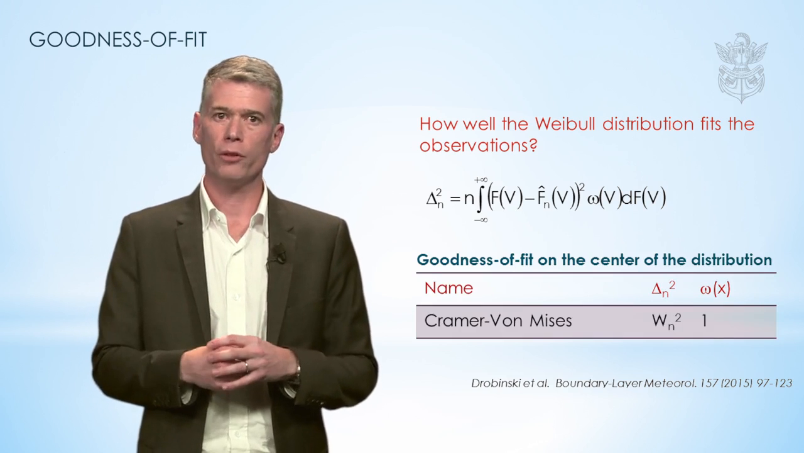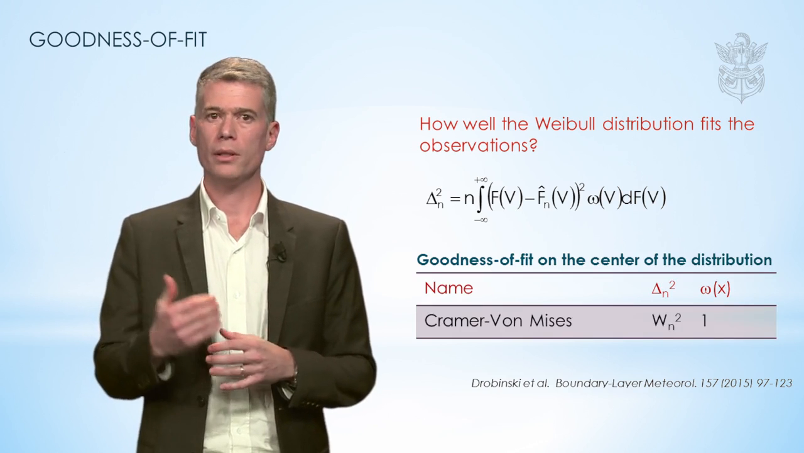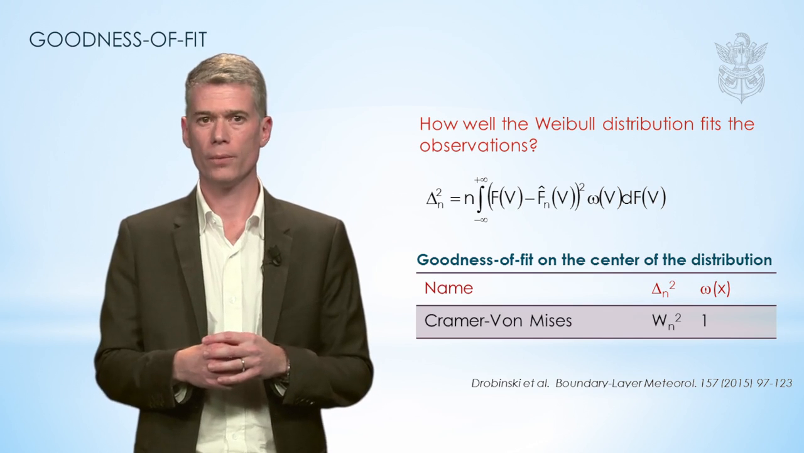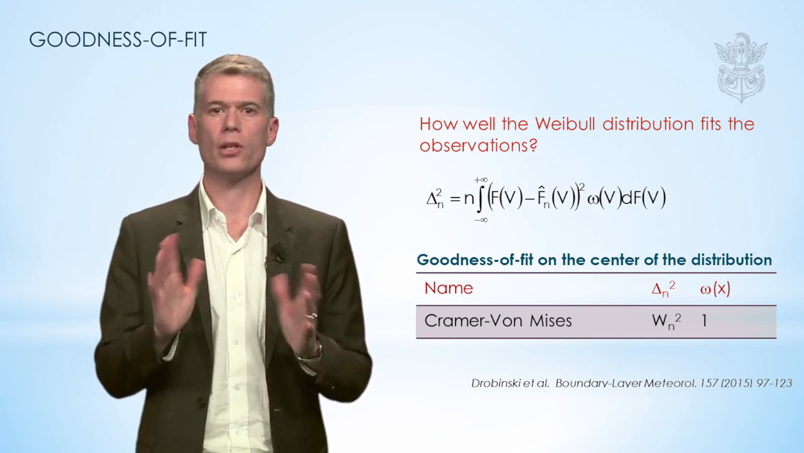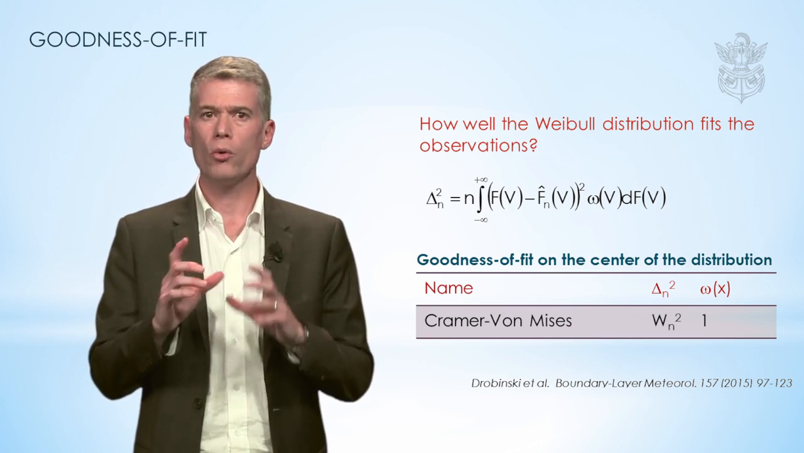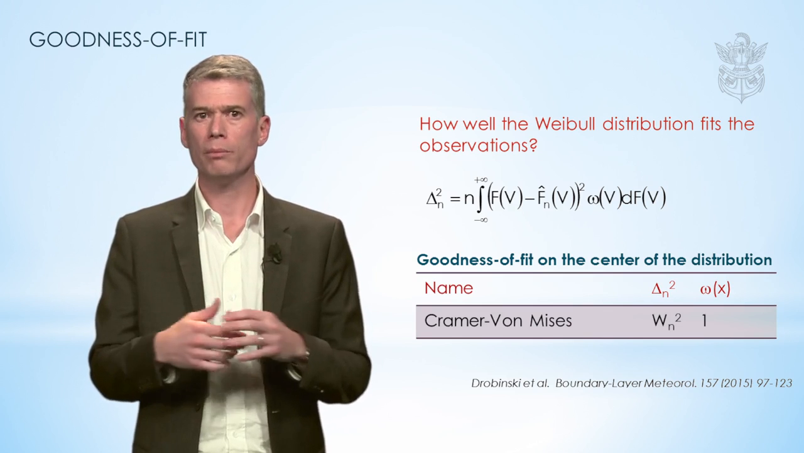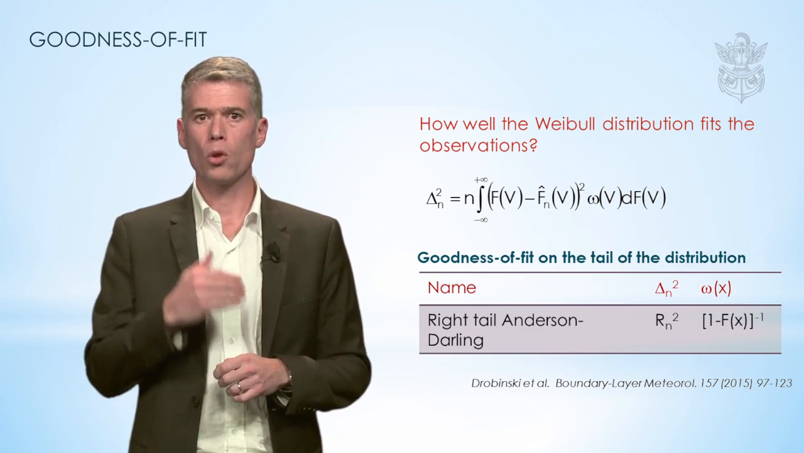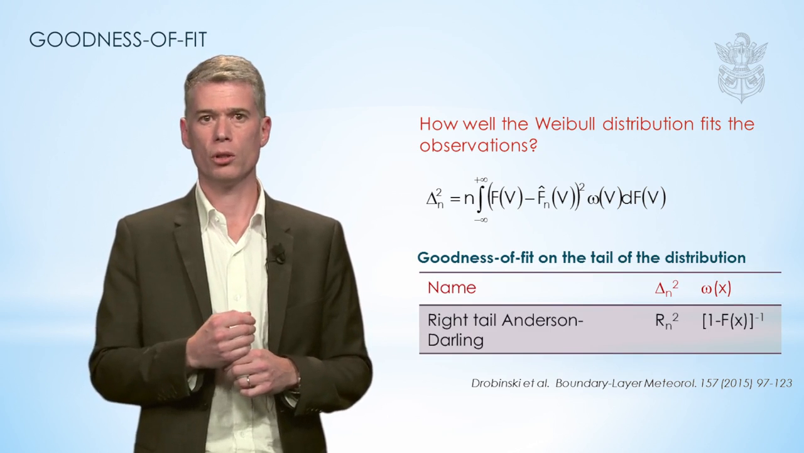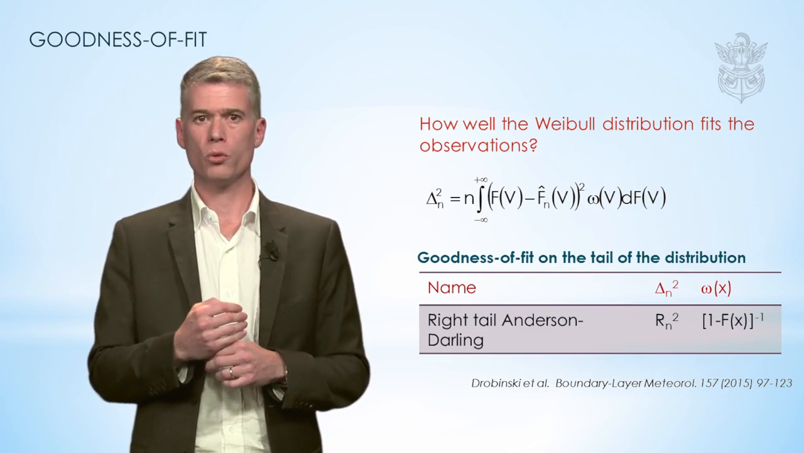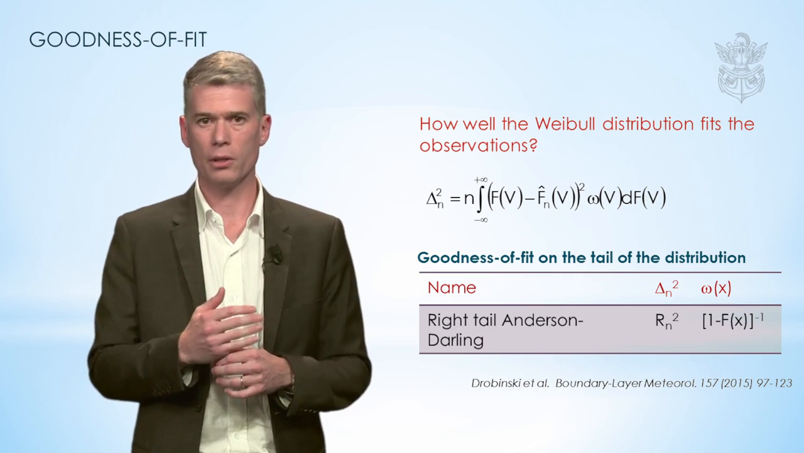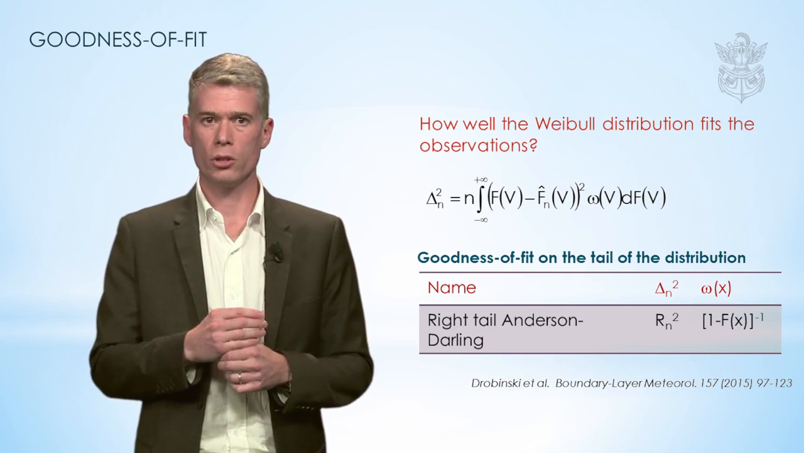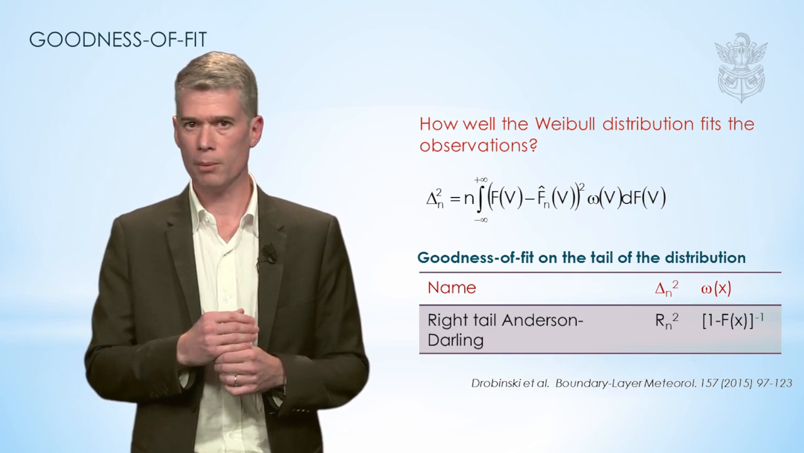In the case of the Cramér-von Mises statistics, the weight is constant, so that the center of the distribution actually dominates the equation. Here, the center of the distribution is not a single point, but the region around the median, mean, or maximum of the distribution. Conversely, the Anderson-Darling score puts weight on the tails of the distribution. The tail corresponds to the part of the distribution exceeding, for example, the 90th centile, that is, the extreme wind speeds. In this case, the weight function omega takes the expression shown on the table.